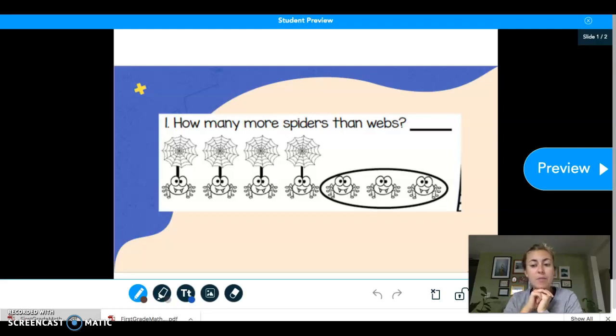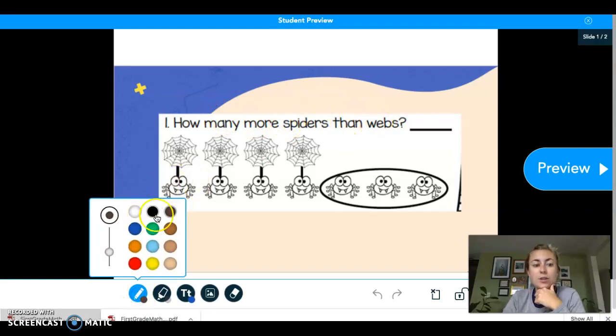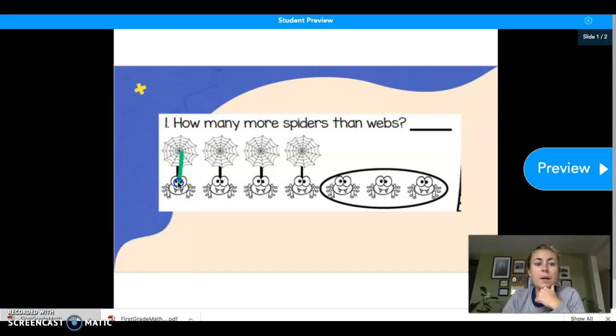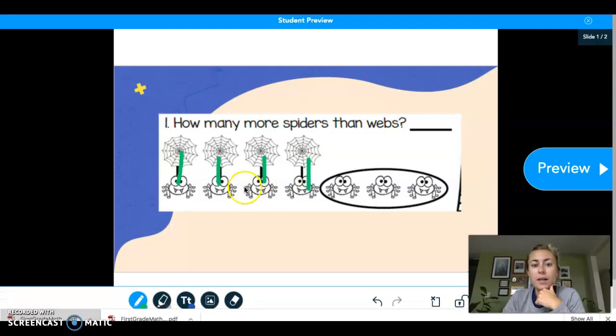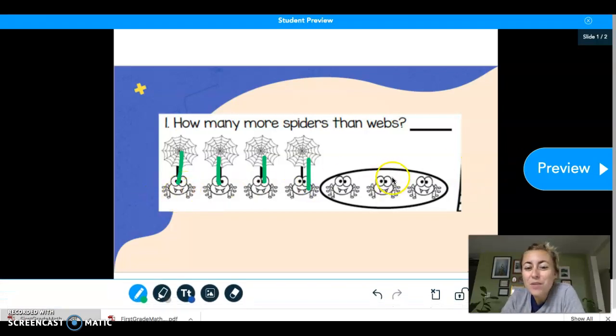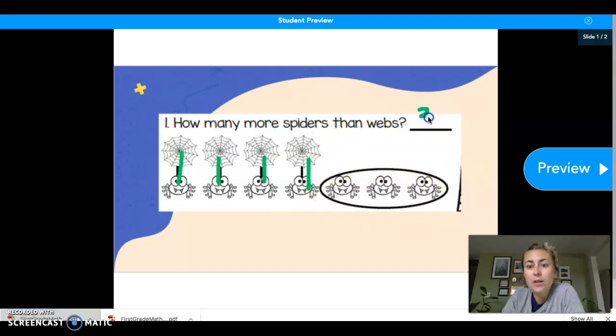And this is the same type of problem you're going to be doing all day. So this question says, how many more spiders than webs? The first thing I do, I'm going to choose green, is match up what's the same, right? Because I know there's more spiders, but I have to figure out how many more spiders. So this one's done for me. I know that 4 are the same, and there are 1, 2, 3 that are different. These do not have a match, so I would put 3.